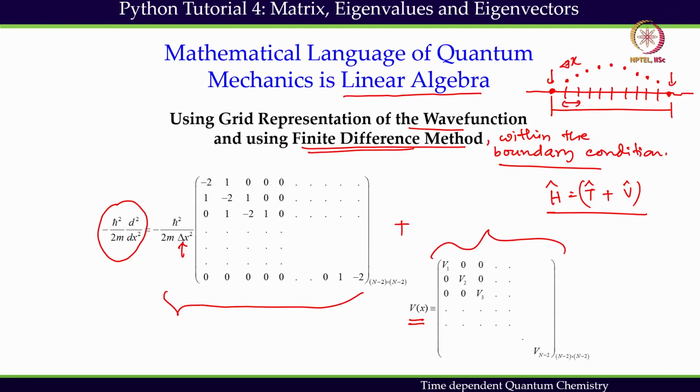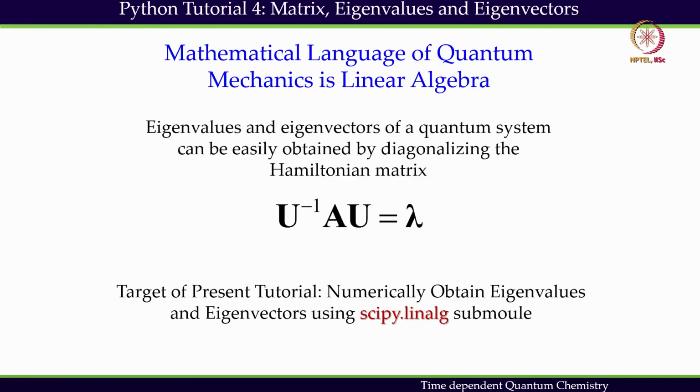Once we get this total Hamiltonian matrix in the grid representation, which is nothing but the pseudo-spectral representation of the wave function, we can diagonalize the Hamiltonian matrix to obtain the eigenvalues and eigenvectors. And eigenvalues and eigenvectors are the spectrum of the quantum system.